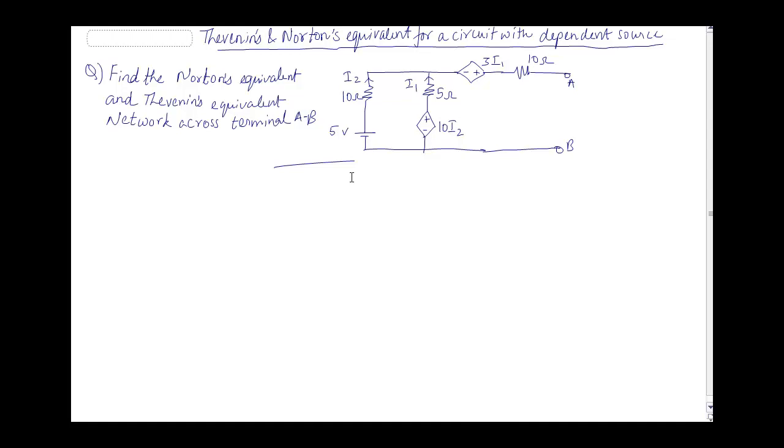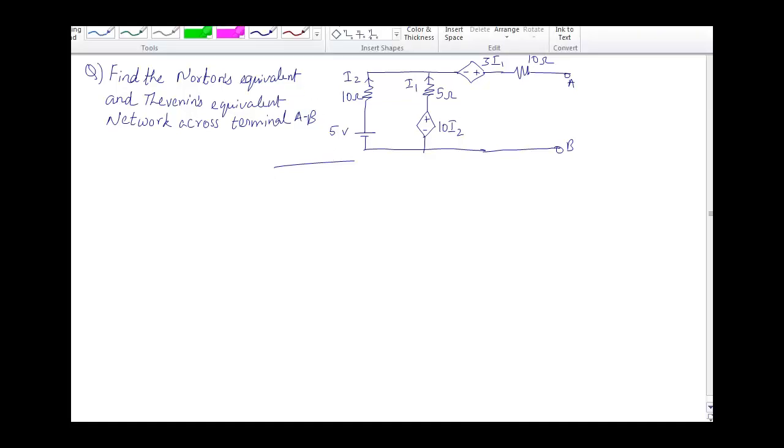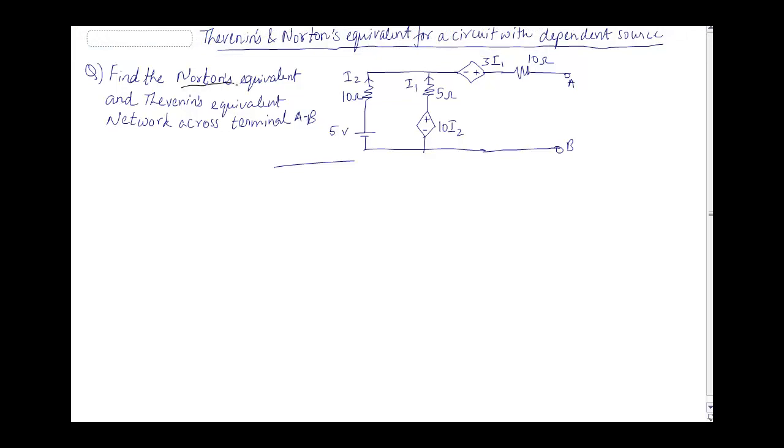Next, let us do a problem in which we have a dependent source and we need to find Thevenin's and Norton's equivalent. Now, Thevenin's and Norton's equivalent both may not be asked. In this particular question, they have asked to find both Norton's equivalent as well as Thevenin's equivalent. In reality, you may be asked to find either one, either Norton's equivalent or Thevenin's equivalent. Whatever be the case, the steps are the same.